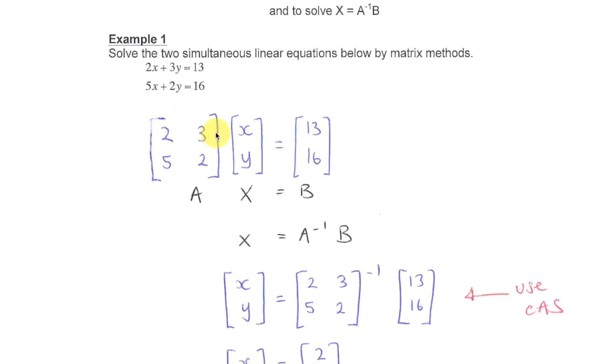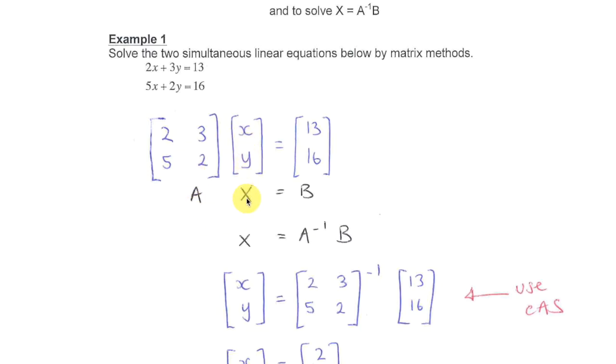So what I do is I take what I call my coefficient matrix. So these are the numbers in front of the variables. So 2, 3, 5, and 2. So that's my coefficient matrix. If I multiply it by the variable matrix, so I've got x, y, and then that will equal what I'm calling my answer matrix, so 13, 16. So I now have this set up in terms of AX equaling B. So matrix A multiplied by matrix X equals B. So that's matrix B, matrix X, matrix A.